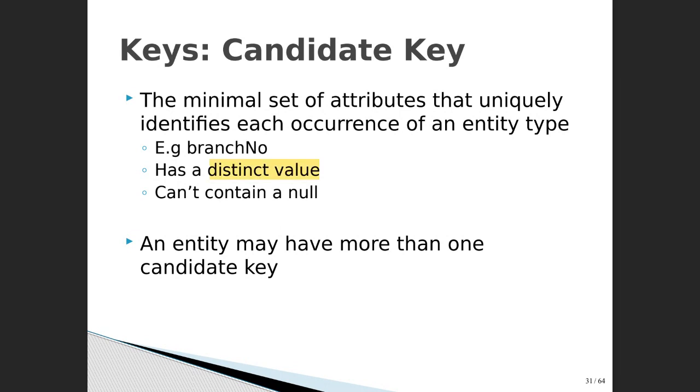It has a distinct value and cannot contain null. This is the candidate key, or we can say CK for short. An entity type must or might contain more than one candidate key. Like, for example, we said candidate key.